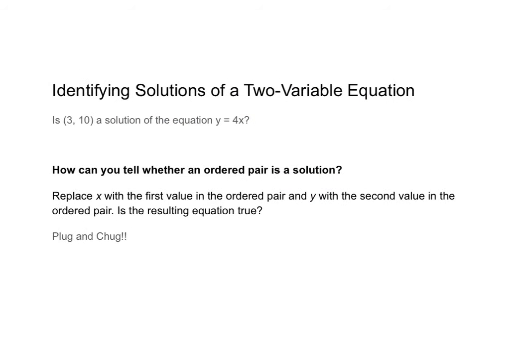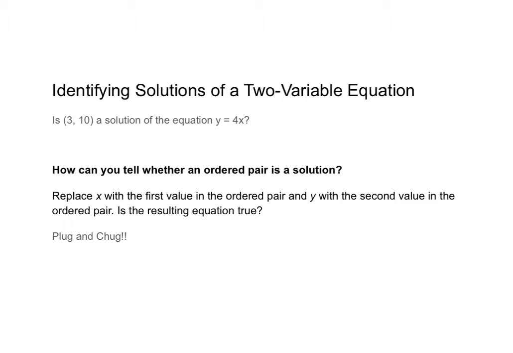Identify solutions of a two-variable equation. Is (3, 10) a solution of the equation y equals 4x? Before, we were just given the value of one variable and asked to see if it was a solution of the equation. Now we're given a coordinate, (3, 10), or an ordered pair, and we're asked to find if that is the solution. So you might be wondering, how are we going to do this?